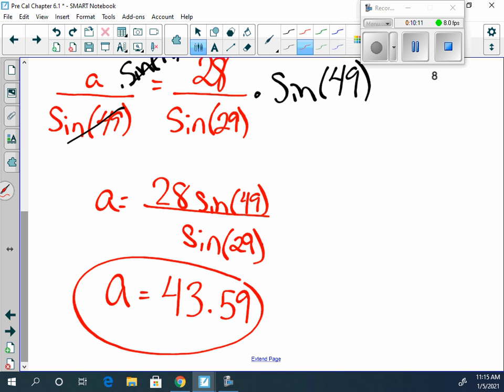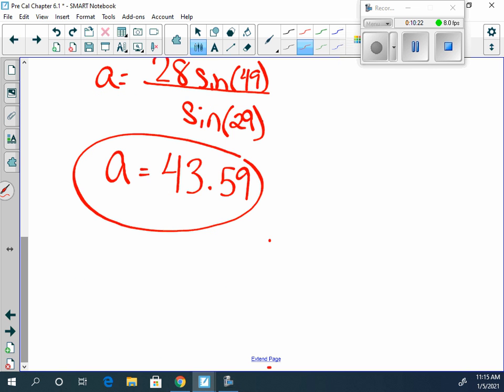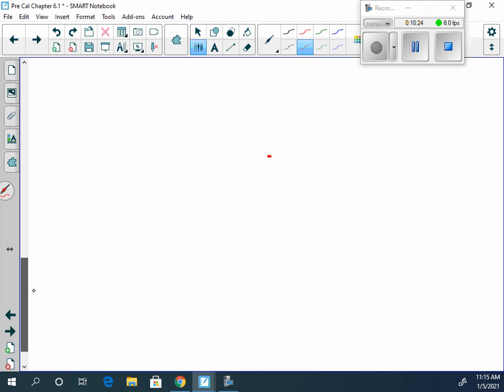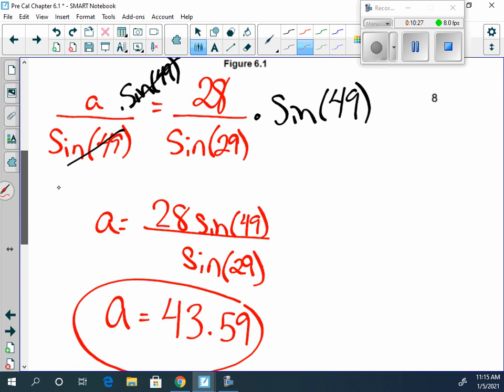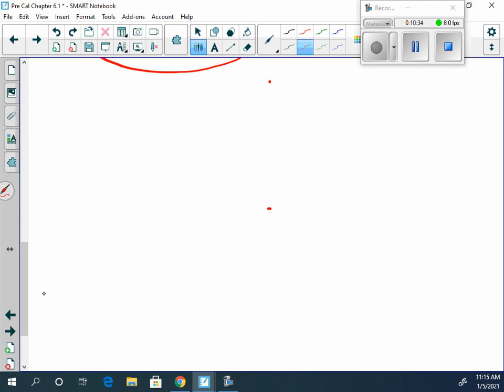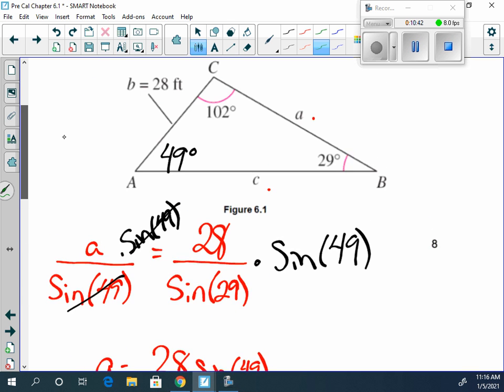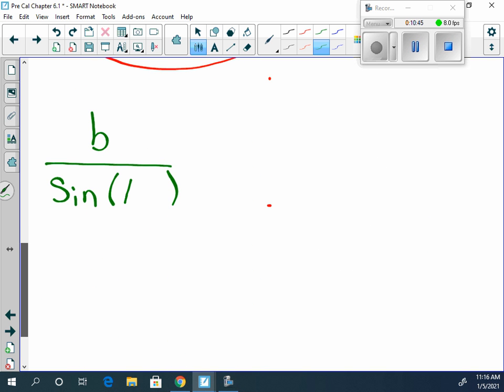Questions on this here? We good with this here so far? Yes? Okay. Now, we did that to find side length A. Now, what I'm going to do is something similar, but we're going to find side length B. So we're going to have B over sine of 102, because that was our angle, is equal to.